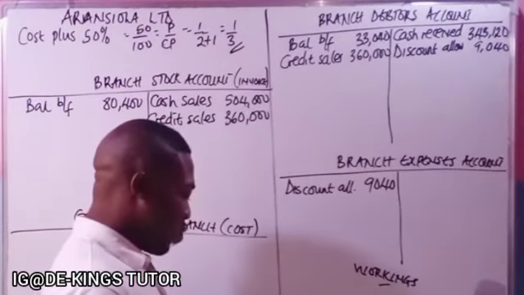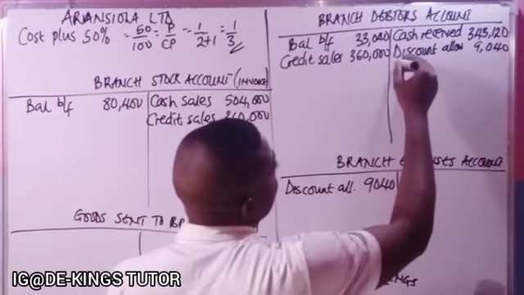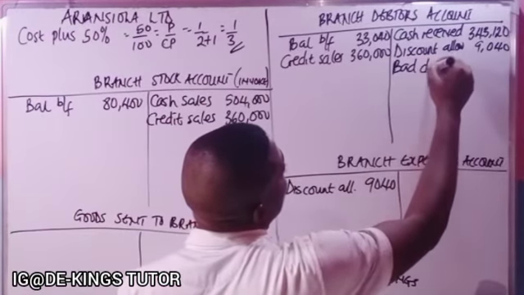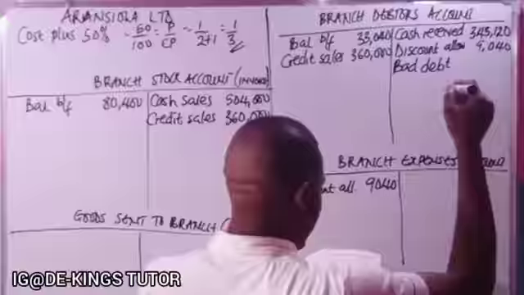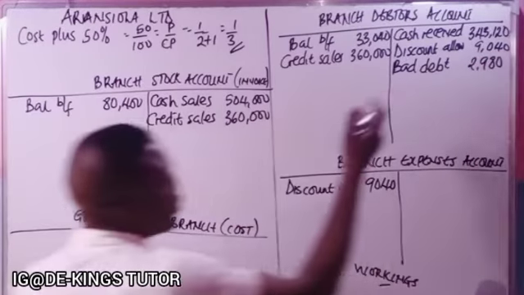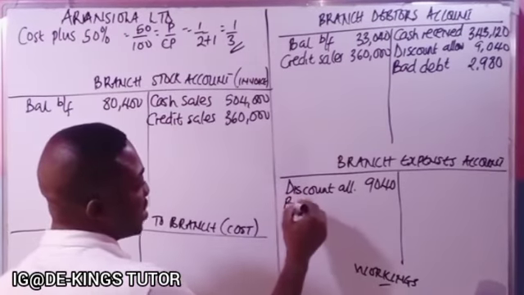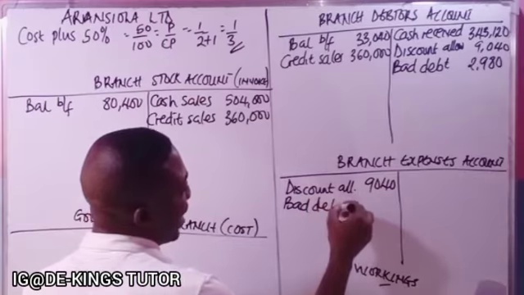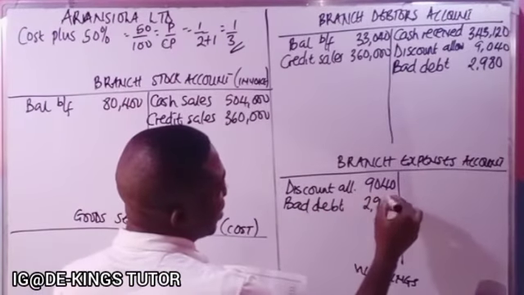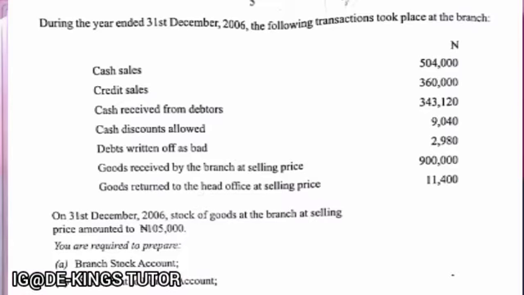The next one, debt written off as bad. That is bad debt. Corresponding entry, we credit the debtors account. Bad debt, how much is it? 2,980. Even if we were to prepare the bad debt account, we'd debit the bad debt, but it is an expense, so we can debit it here as bad debt, 2,980.